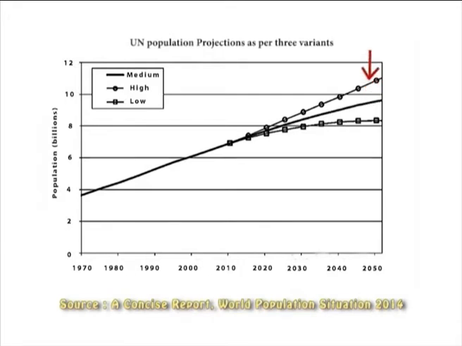In case of the high variant, the total fertility rate is half a child more than the medium variant, and as per this variant, population is predicted to reach 10.9 billion in 2050. In case of the low variant, the total fertility rate is half a child less than the medium variant, and as per this variant, population is projected to rise to 8.3 billion in 2050.